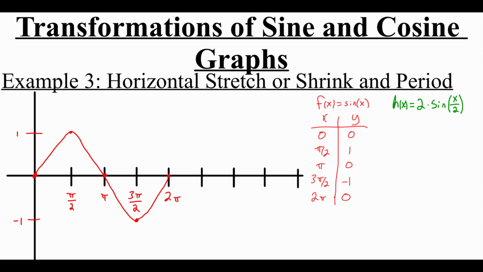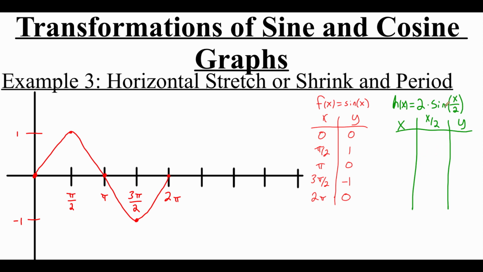Now in this example, we're actually going to combine a couple of different transformations. So I've got my basic sine function drawn out using that table that we created earlier. For my new function, I've got 2 times the sine of x over 2. So I'm going to create an x and a y chart, but I'm going to put that middle third column in there since we have this x over 2 happening inside of my parentheses.